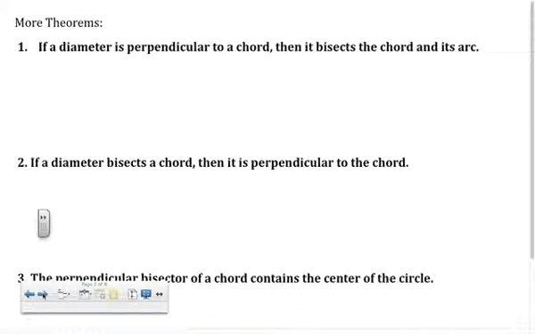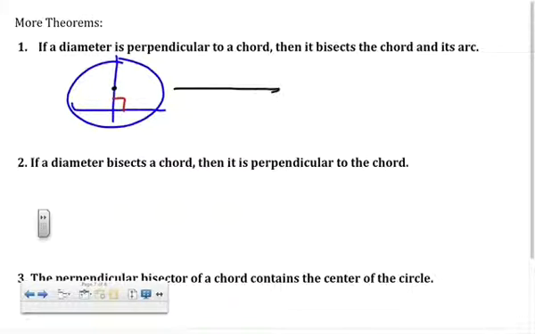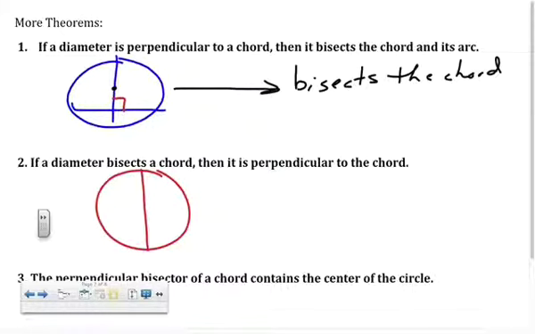And once again, these properties are very, very closely related. We're talking about the perpendicular bisector of a chord in pretty much every single property. If a diameter is perpendicular to a chord, then it's bisecting the chord and its arc. So I might have this as my if: if the diameter is perpendicular to the chord, then it bisects the chord. If I know that the diameter is bisecting the chord, then I know that the diameter is perpendicular to the chord.